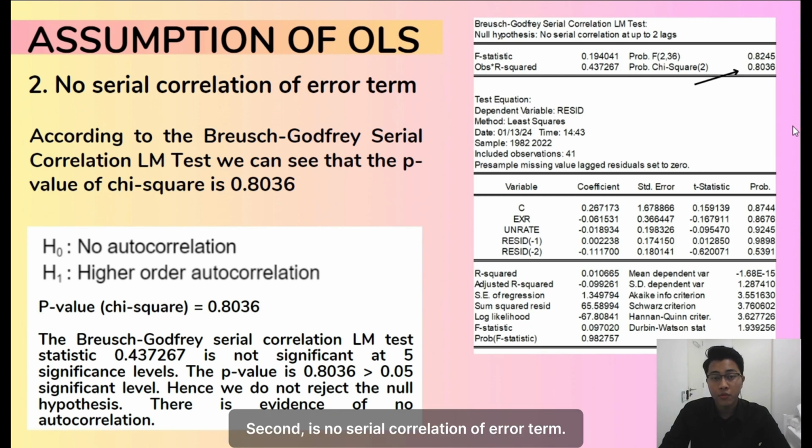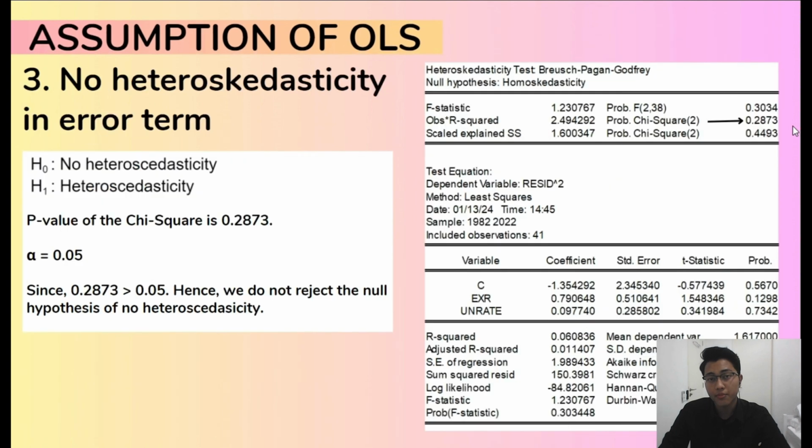Second is no zero correlation of error term. Null hypothesis is no autocorrelation, and alternative hypothesis is higher order correlation. The p-value of chi-square is 0.8036, which is more than alpha 0.05. Hence, we do not reject the null hypothesis and conclude that there is no autocorrelation.